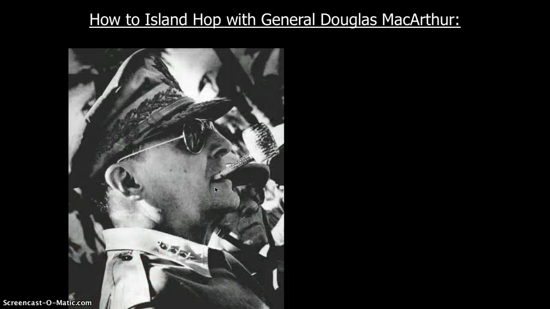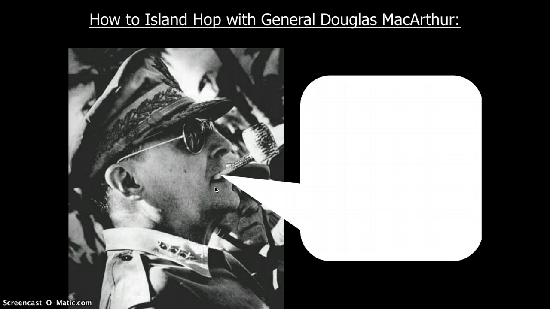So first, this is a picture of Douglas MacArthur, who was the general in charge of the Pacific Fleet. And he's going to give a really simple explanation of how to island hop. So the first thing you do to island hop is you bomb the island. And that is in order to weaken the defenses of the Japanese soldiers that are defending the island.